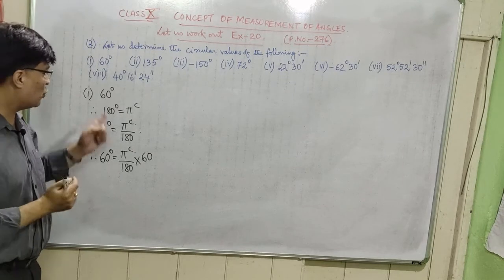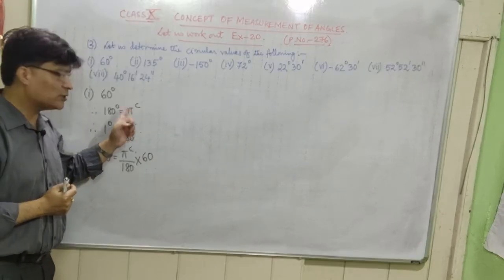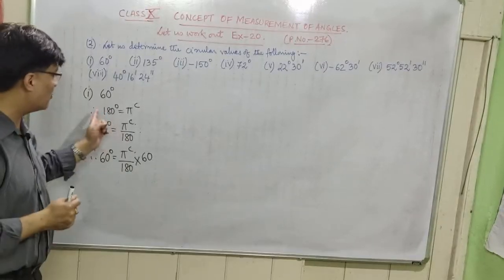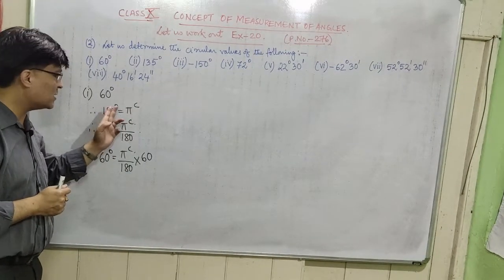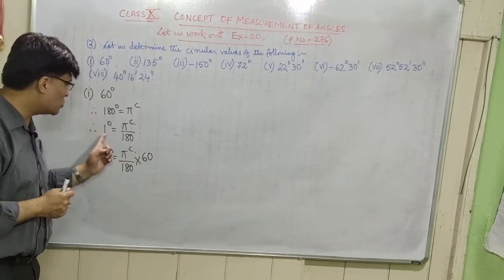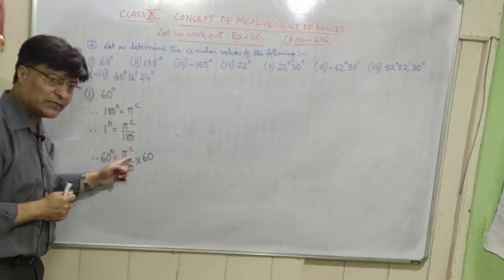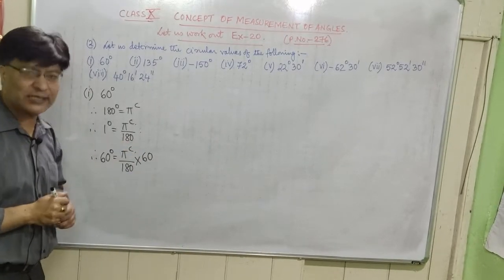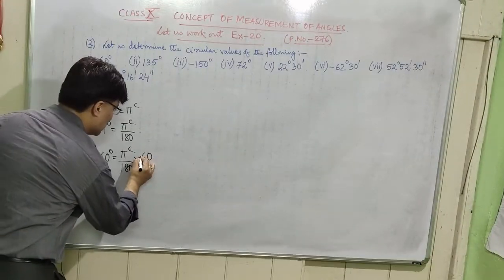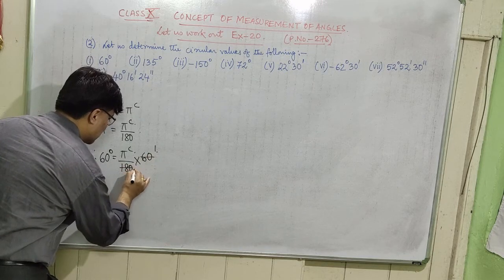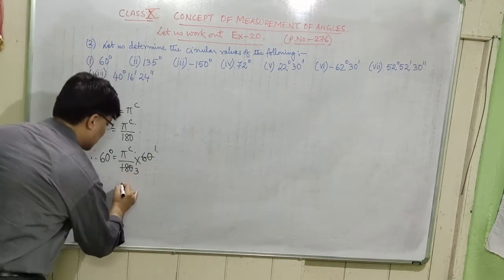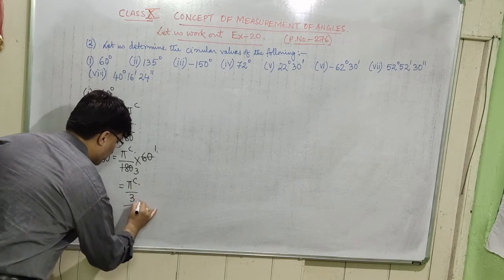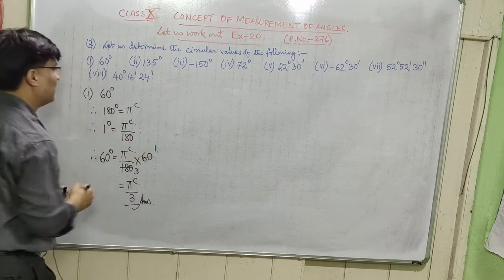Okay, so we know this relation, 180 degree is equal to pi radian. In the last online class we derived this formula, isn't it? So 1 degree is equal to pi radian by 180, and 60 degree is equal to pi radian divided by 180 into 60. So let us simplify it. 6 ones are 6, 6 threes are 18, which is equal to pi radian divided by 3. So this is the final answer.